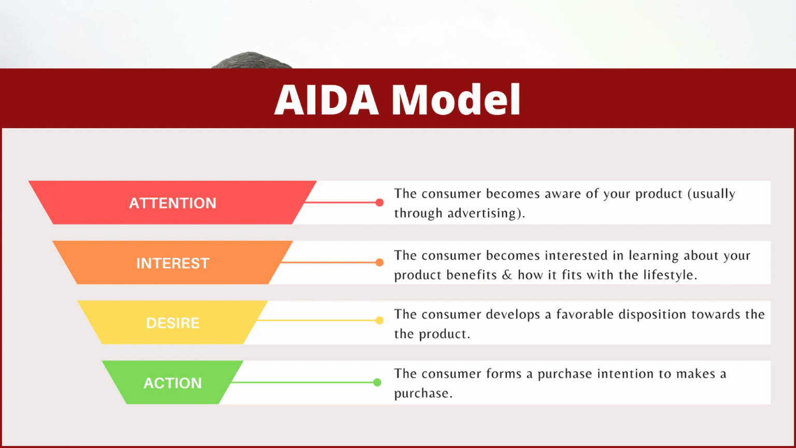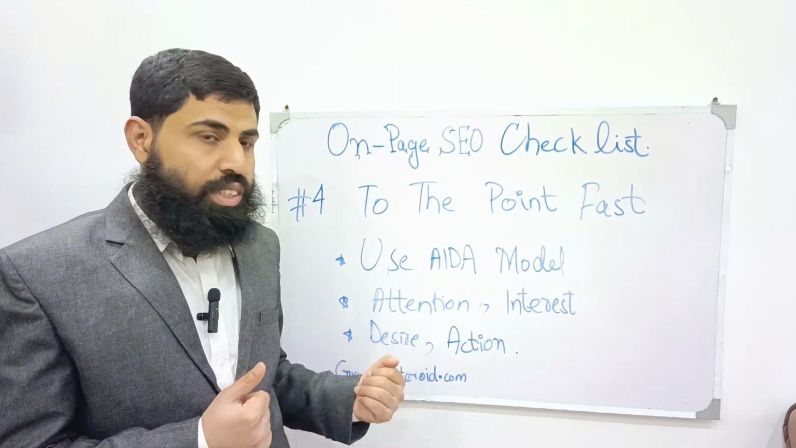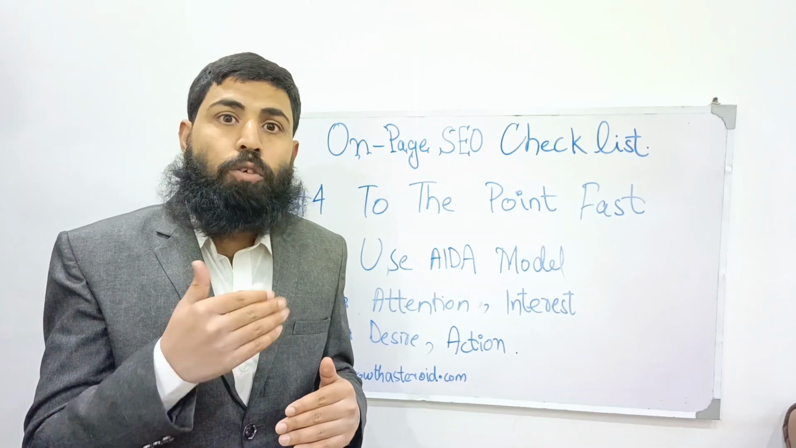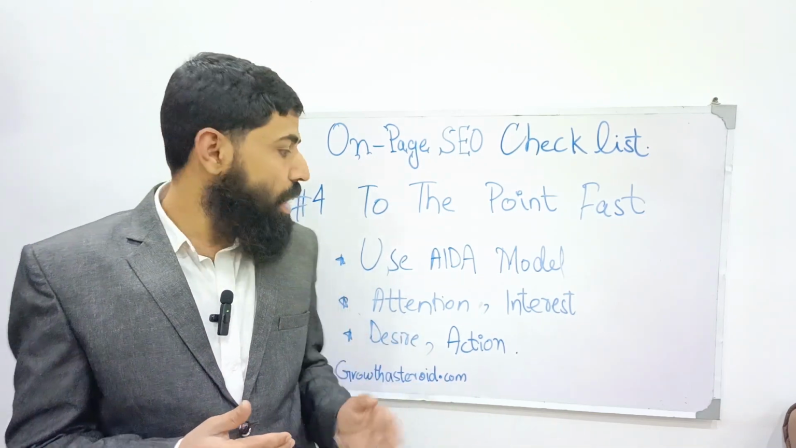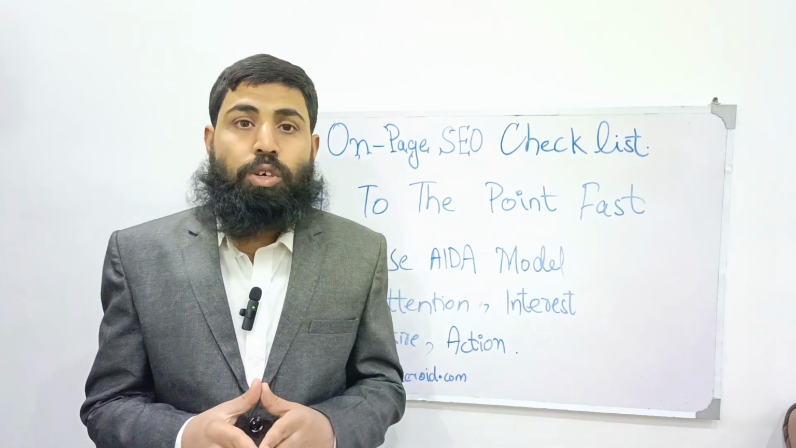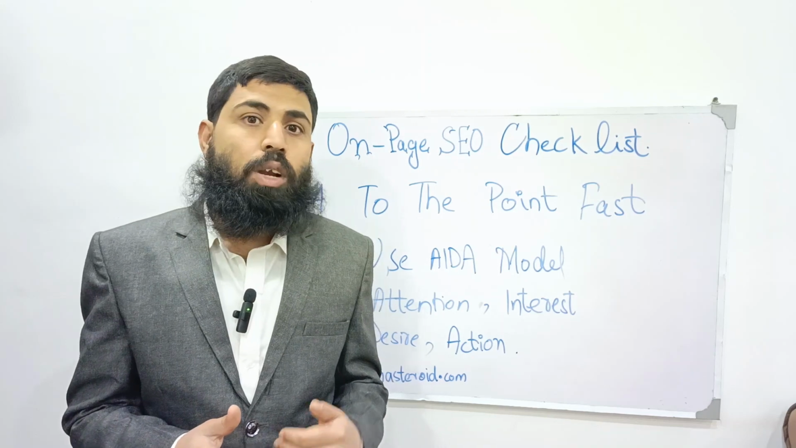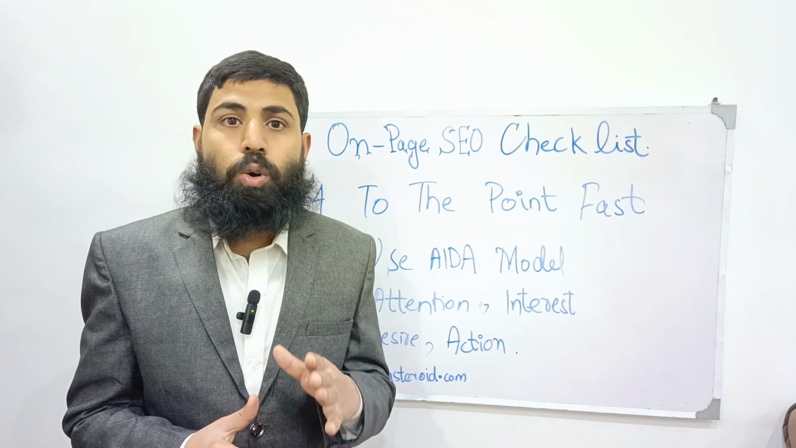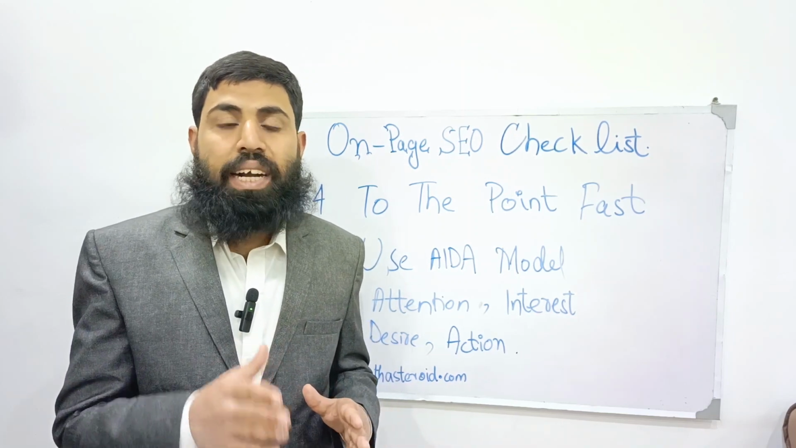In order to start, you write an introduction paragraph in which you should mention something that grabs the attention of the audience. Then you write something that is the interest of your audience. Then you write their desire, that is what they want to get, and then you get their action. For example, you can ask them to read the complete post or subscribe to your channel or subscribe to your newsletter. So this is the best practice you can do on your website blog post, and you have to follow this model for better conversion.